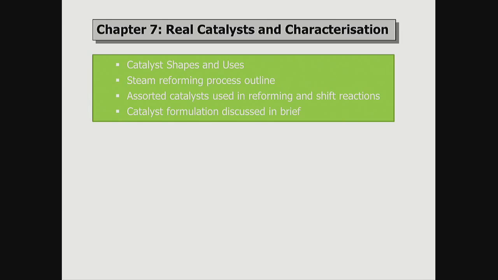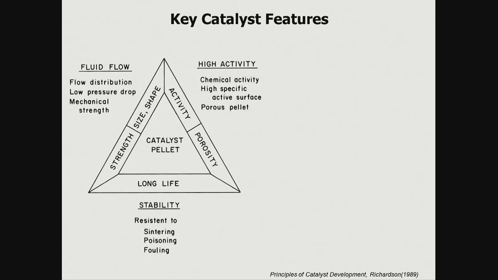So today, real catalysts. Catalyst shapes and usages, the steam reforming process in outline, which is helpful to some of you, I'm sure, for the design project. Assorted catalysts used in reforming and shift, and catalyst formulation in brief. The catalysts that are used are in fact there. You've handled them once already, but I'm going to pass them out again in a minute, and I will do so again this afternoon, so that you can actually see them.